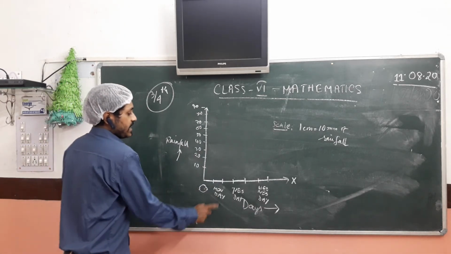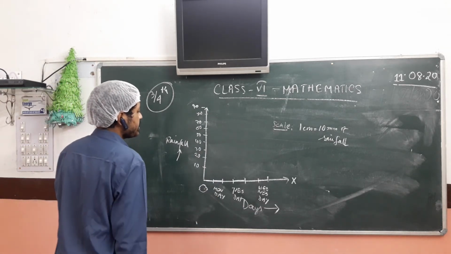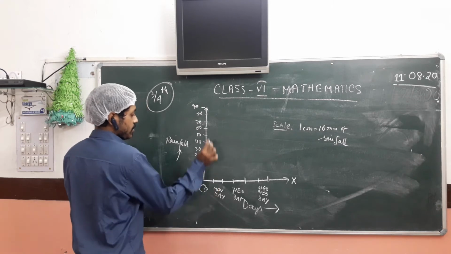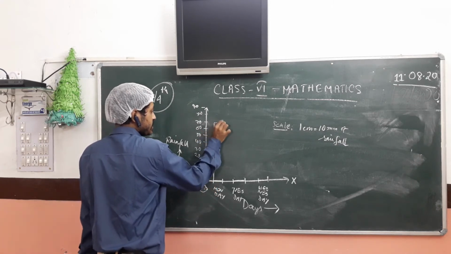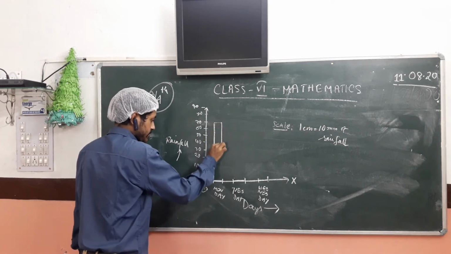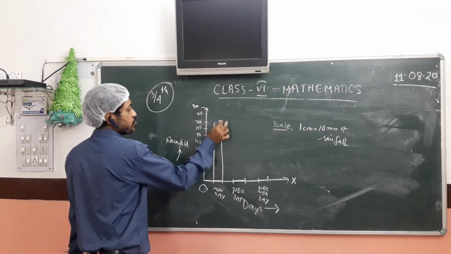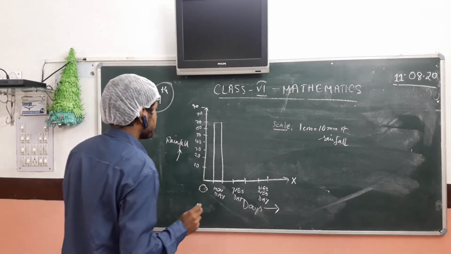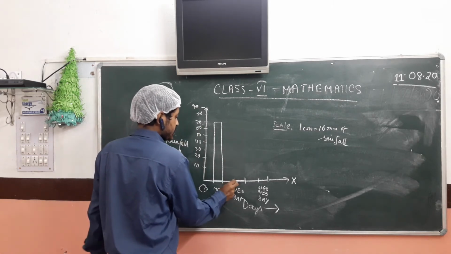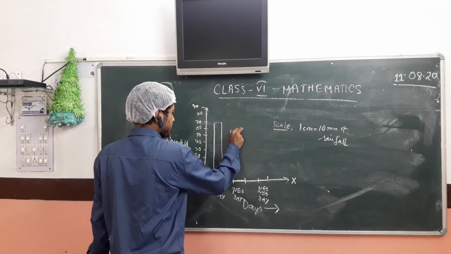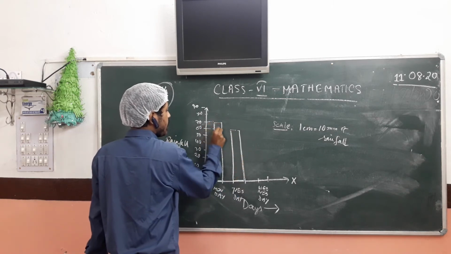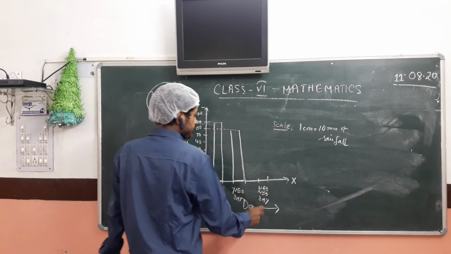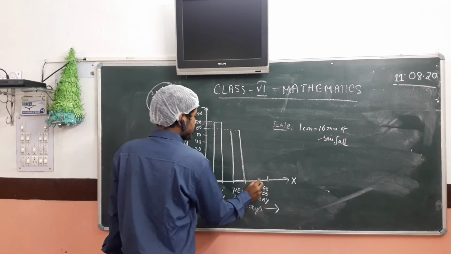So for Monday, there was 70 millimeter. So therefore, this bar will rise up to 70 using a scale. You may or may not shade it, preferably do not shade it. For Tuesday it was 60, so therefore this bar will rise up to 60. You can use a ruler or scale to mark the heads. For Wednesday it was the highest, which is 80.